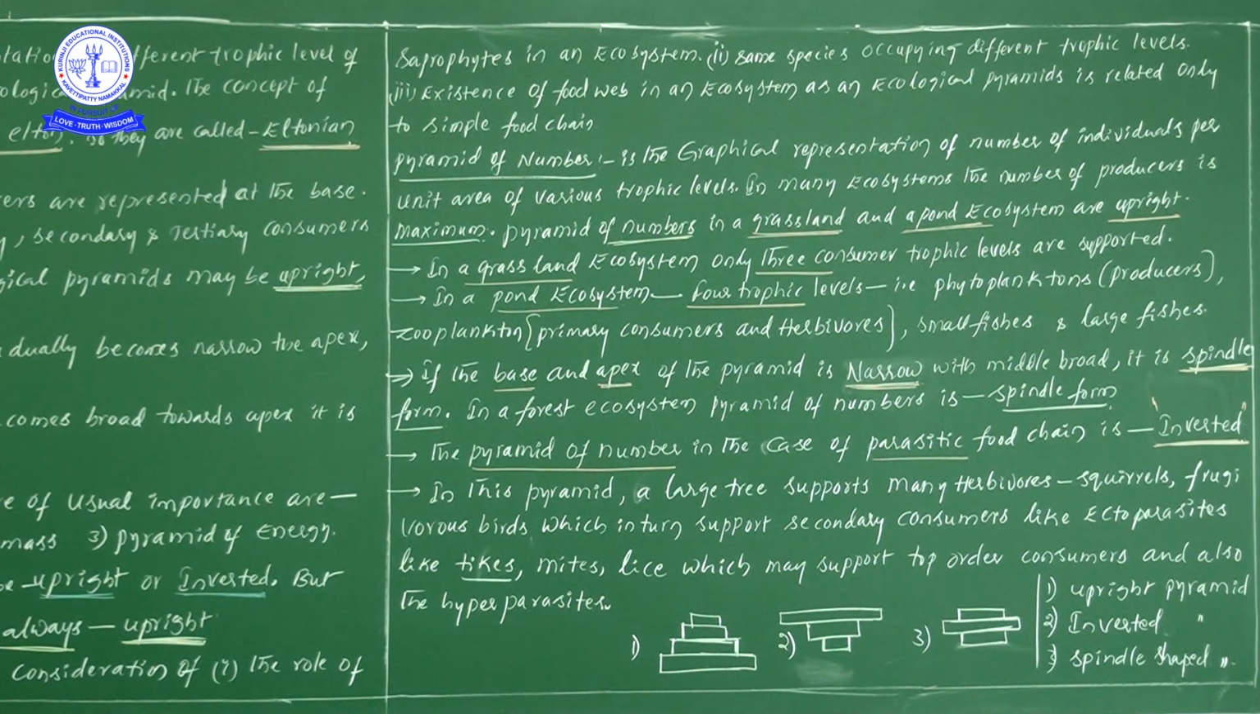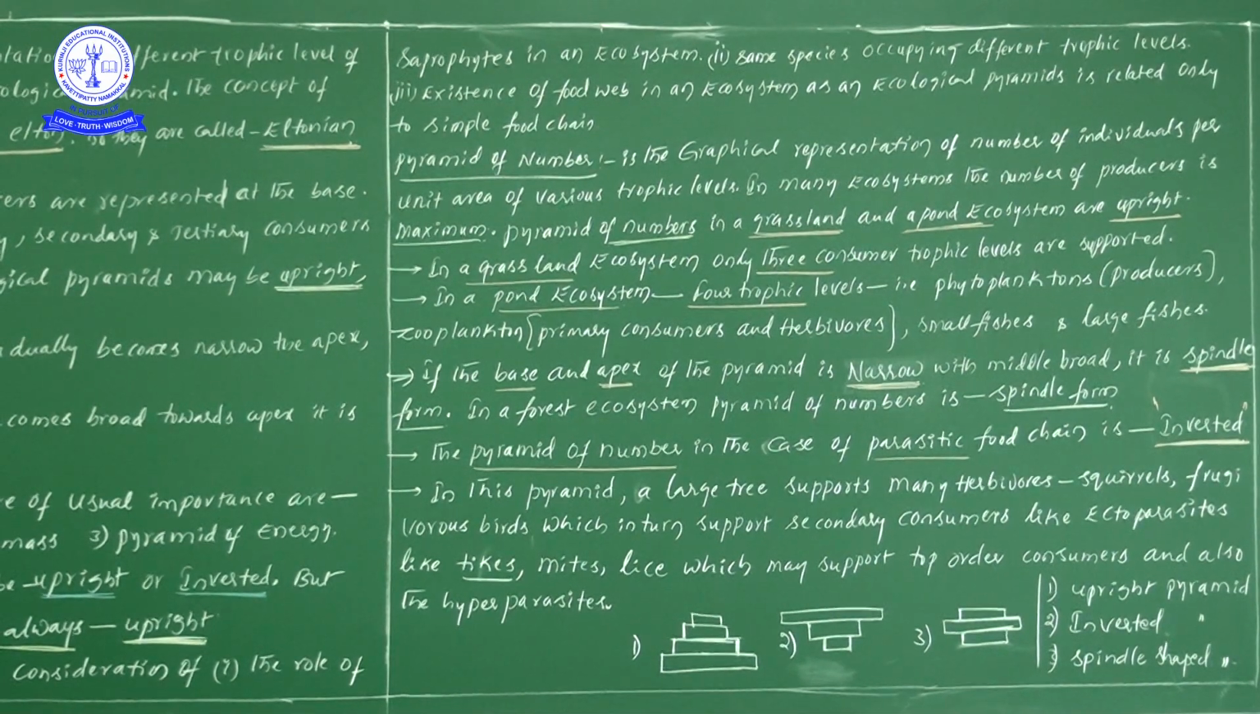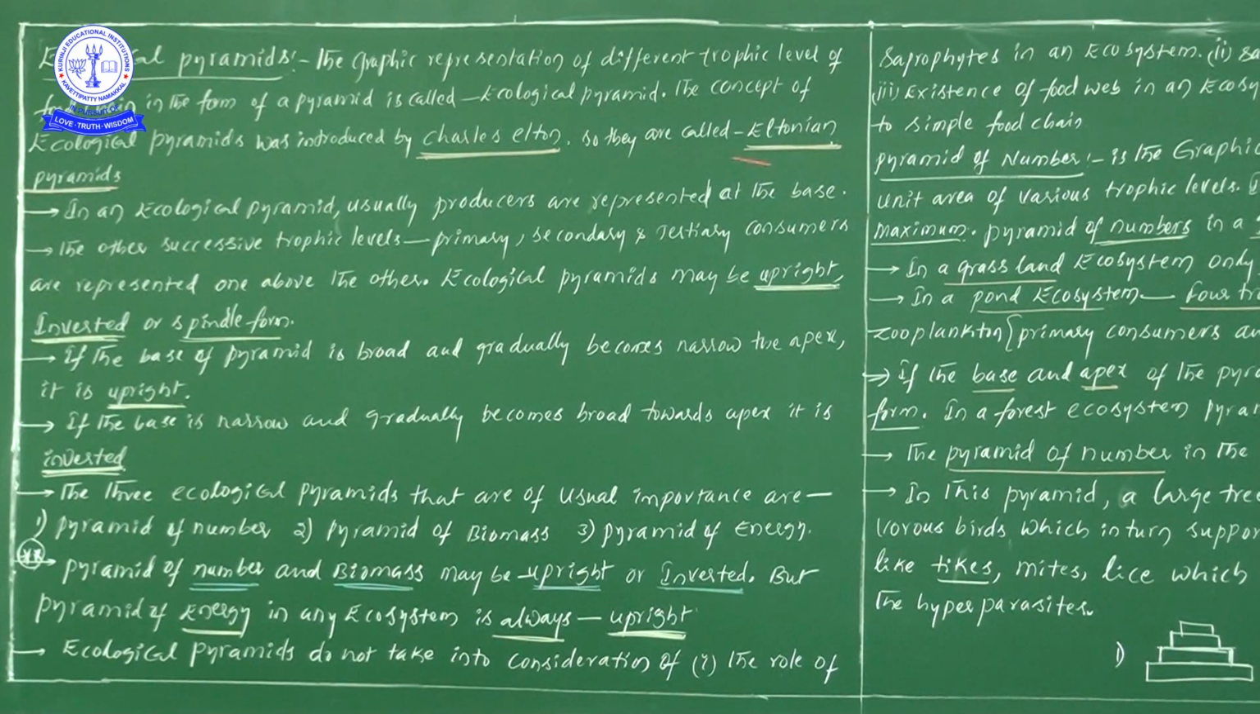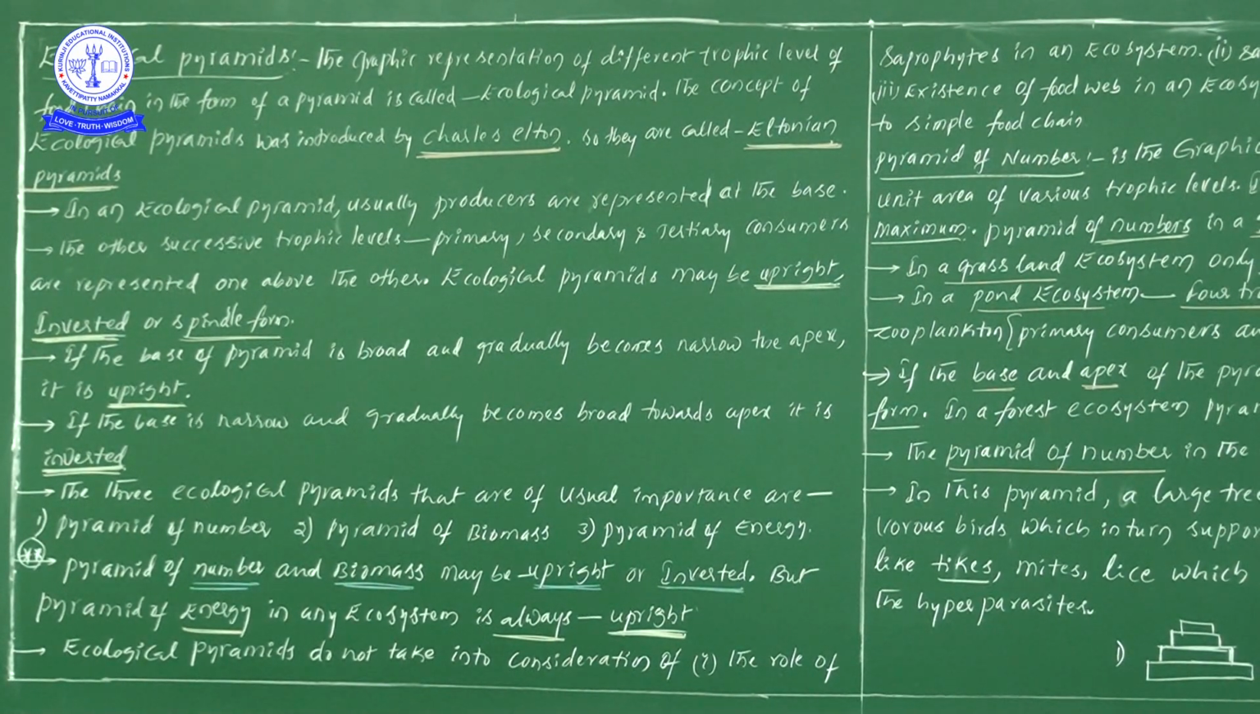Next, the concept of ecological pyramids was introduced by Charles Elton. That's why, to give respect to Charles Elton, we call these ecological pyramids Eltonian pyramids. If you take one particular pyramid, producers are present, and these producers are definitely present at the base. Later, in successive levels, there are primary consumers, secondary consumers, and later tertiary consumers also.